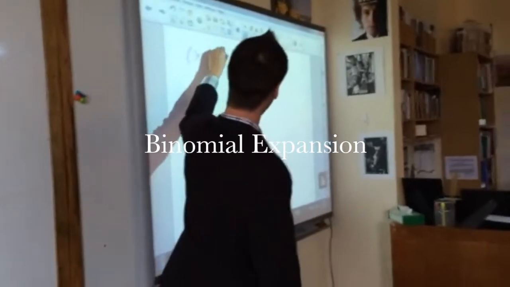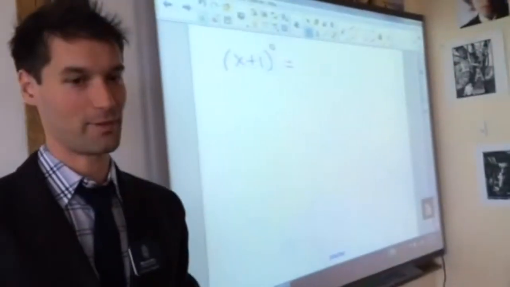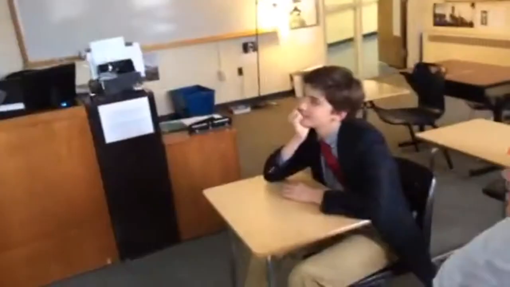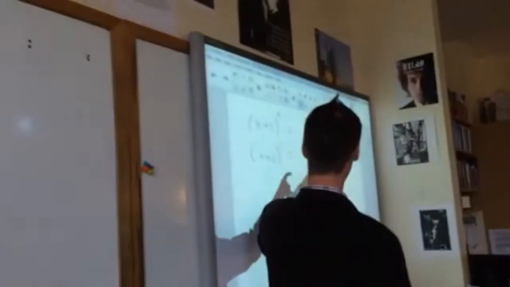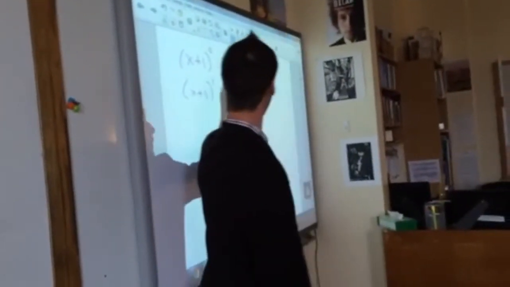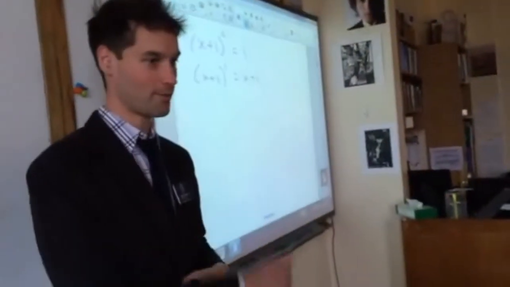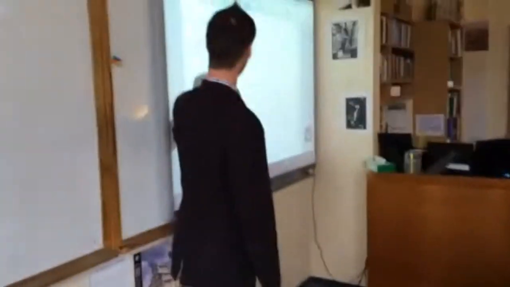If we start with power of 0, what's x plus 1 to the 0 power? 1. Good. That's just how a 0 exponent is defined. Anything raised to the 0 power is going to be 1. And then we know x plus 1 to the 1 is itself, or to the first.